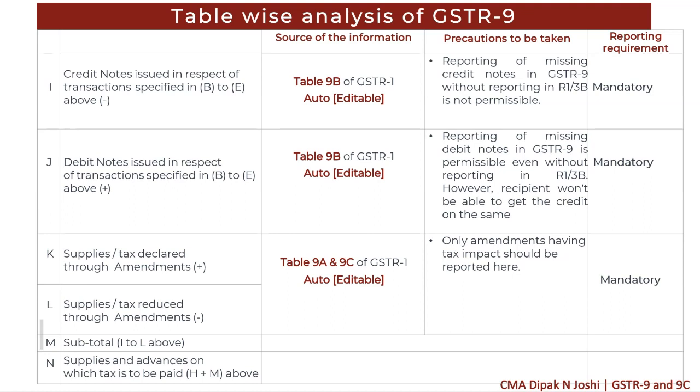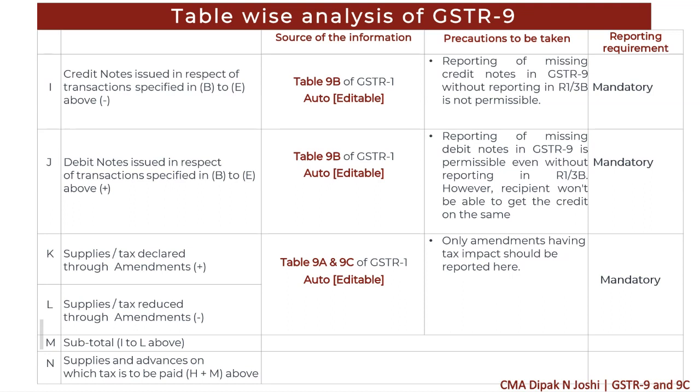But on the other hand, one person is from, say, Maharashtra and another person is from, say, Gujarat. In that case, there is a different GST number. In such a case, you are required to consider such amendments in table 4K and table 4L. So in table 4K and table 4L, we will consider only those adjustments, only those amendments which have a tax impact. If there is no tax impact, we will not consider those transactions in table 4K and table 4M.